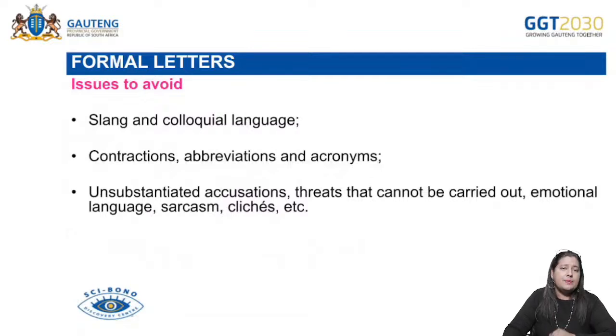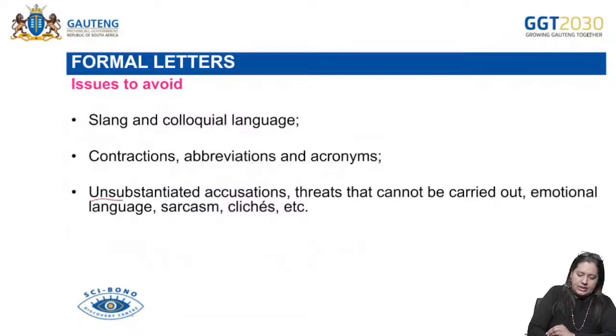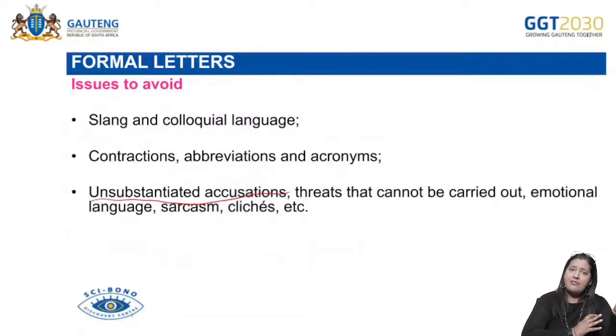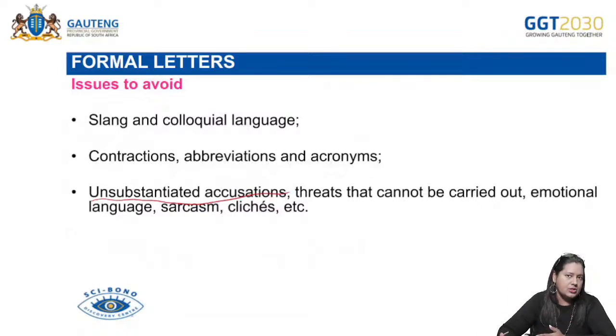Avoid unsubstantiated accusations, meaning that if you are accusing the editor of being negligent in the content that he has published, for example, then remember you have to have the evidence as to why you're saying that. So if you're going to say something, it must be substantiated, it must be justified. Don't accuse them of something that you think they've done but there's no evidence to back it up. So avoid that.